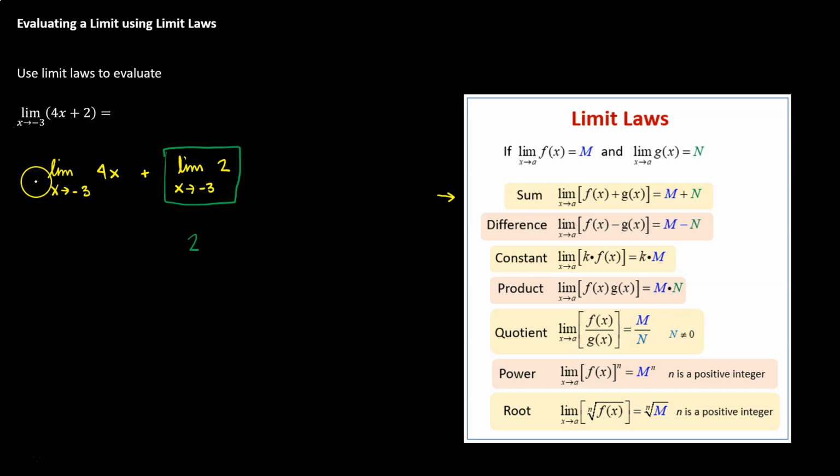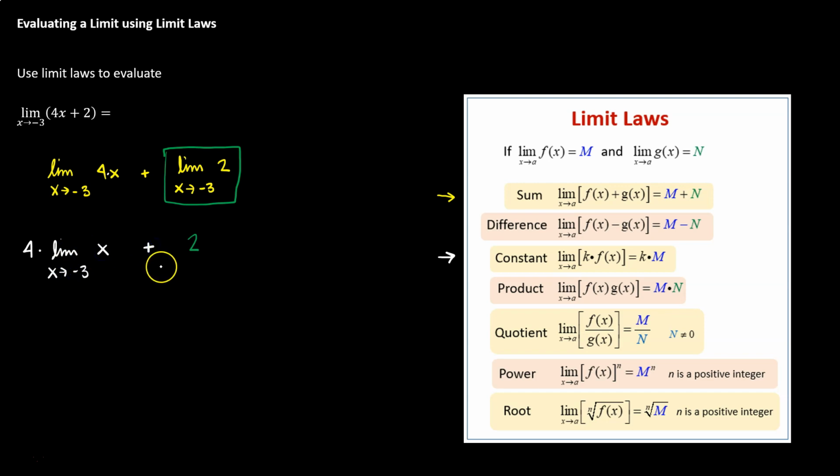Let's go back to our first limit in this expression, the limit of 4x. 4 is being multiplied to the function x, so we should think about the constant multiple rule. I can factor that 4 out so that it looks like 4 times the limit.